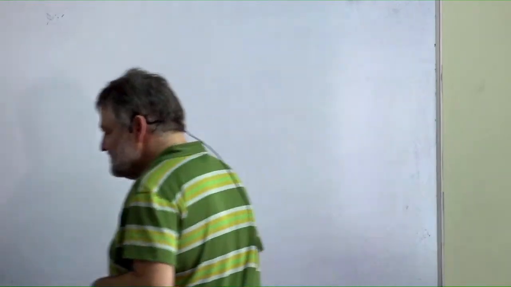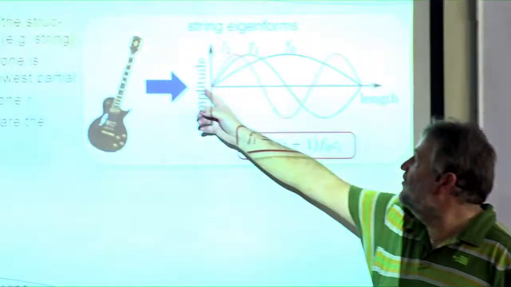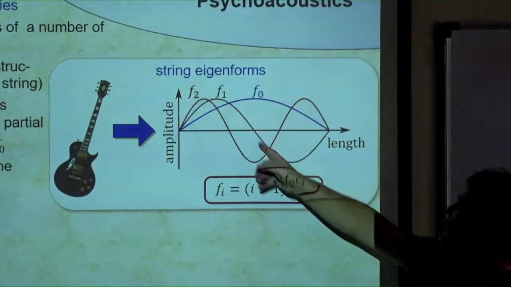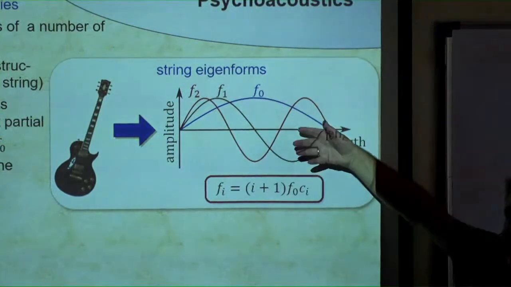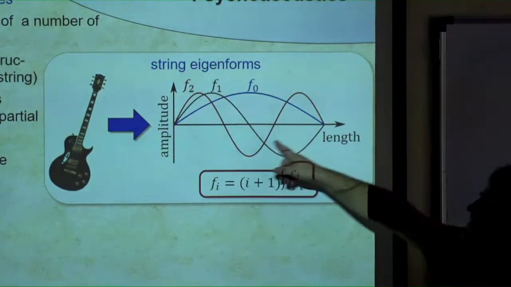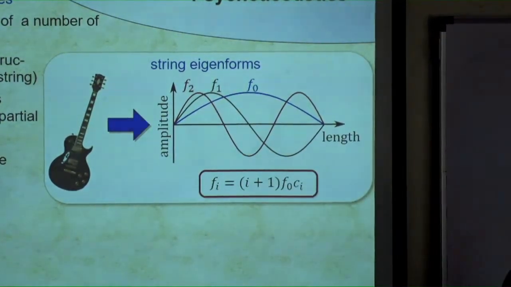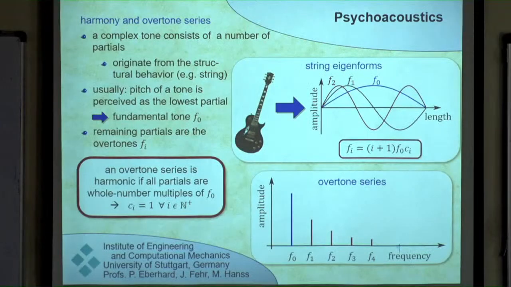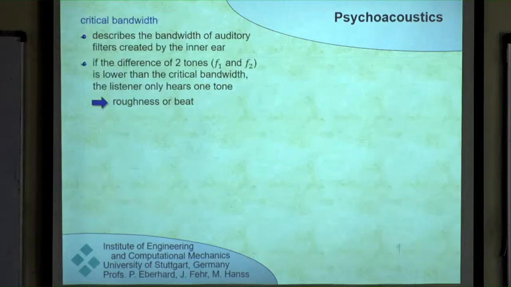Here we all know this from mechanics. Here is, for example, for a string, this zero eigenform with F0, then there's the first eigenform and the second eigenform, and also higher eigenforms are available. These ones here, the red and the black color, they are called overtones. So we have to take care of these. And if only integer number multiples are there, something like this is called a harmonic sequence. This will become important in the following.